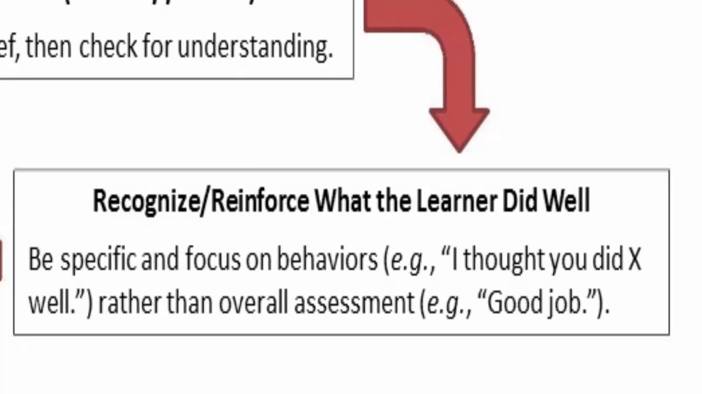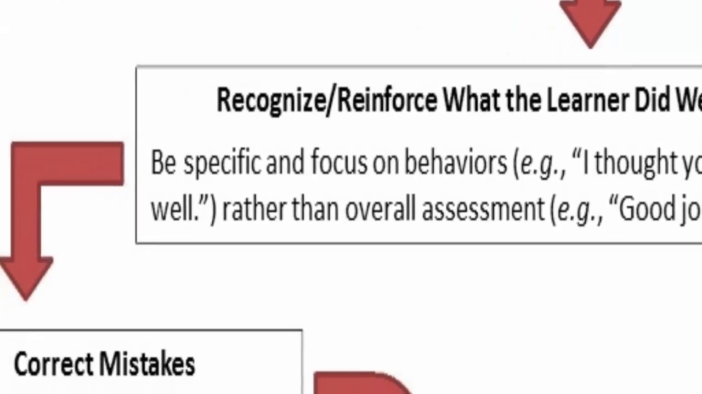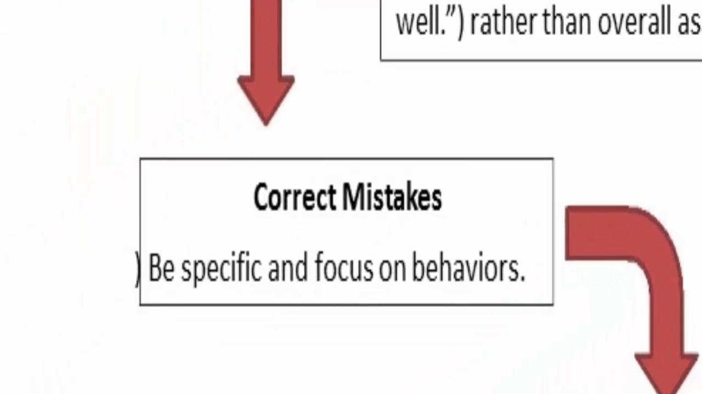Fourth, reinforce what the learner did well, being as specific as possible. Think in terms of what you want to make sure doesn't disappear from the learner's repertoire. Fifth, if the learner performed some problematic behavior or exhibited some particular faulty bit of reasoning, explicitly correct it by noting what was problematic and why.